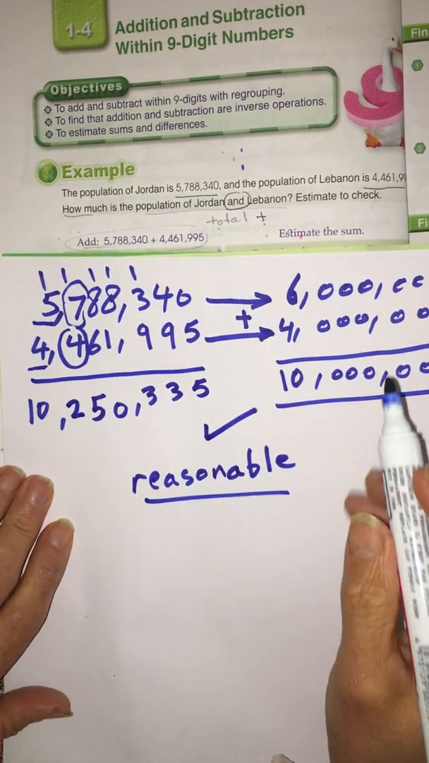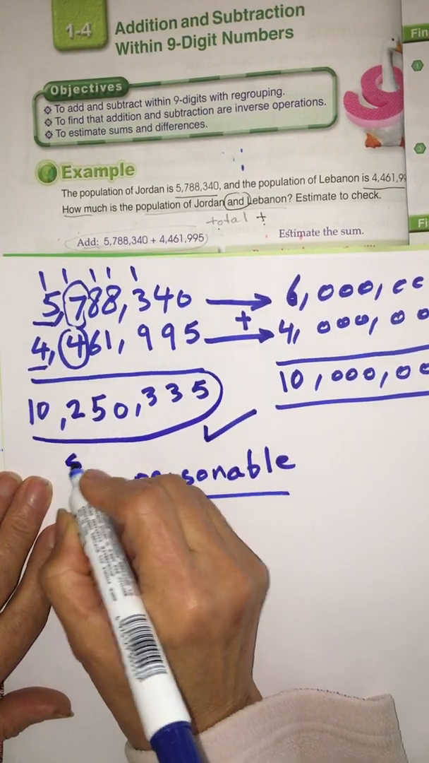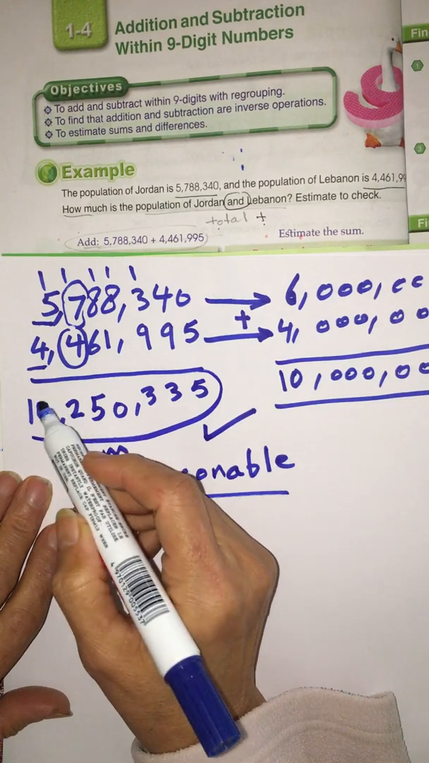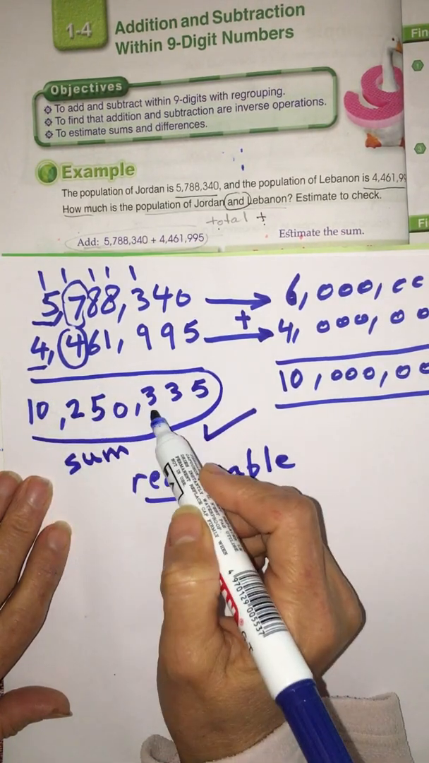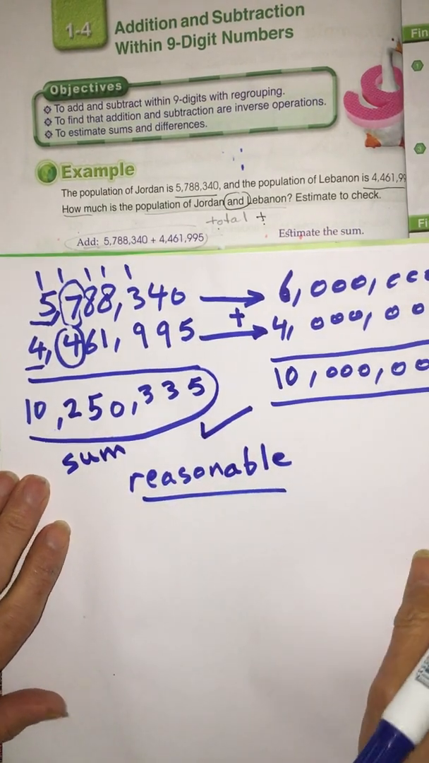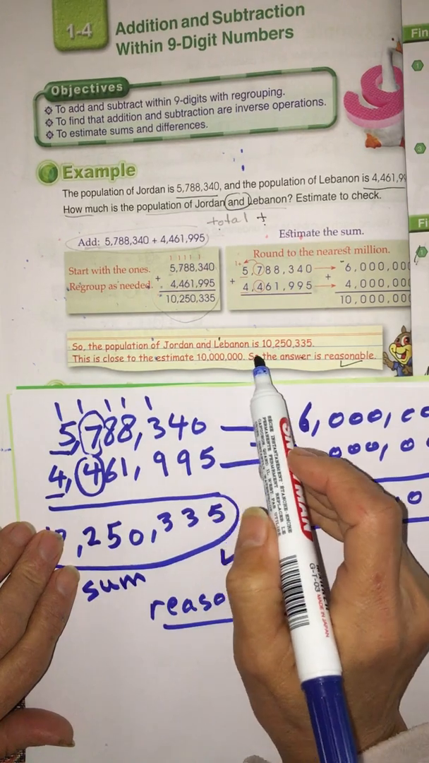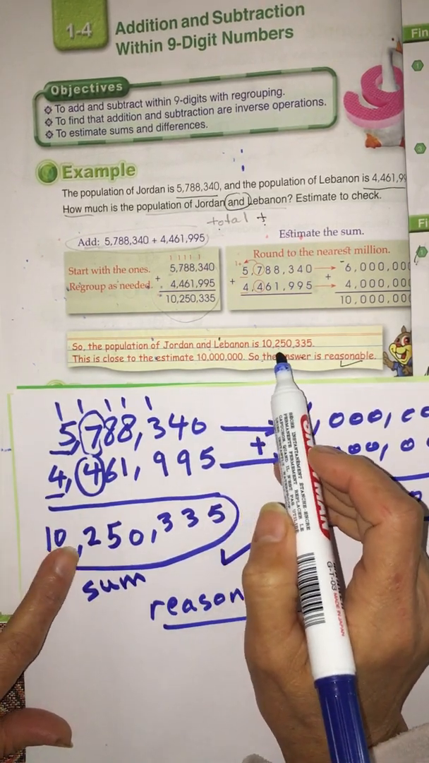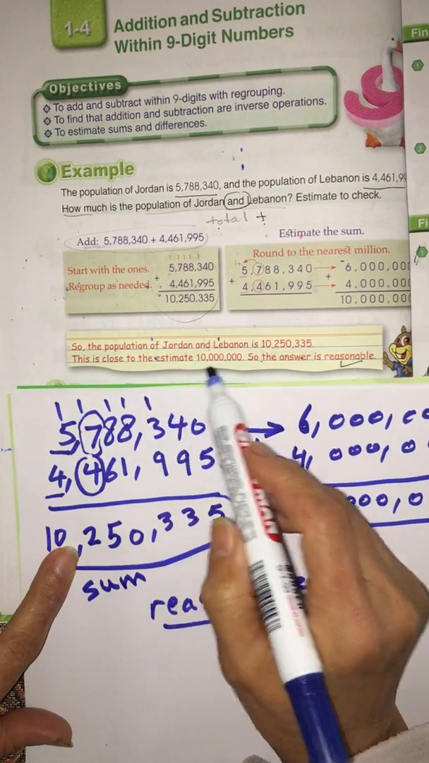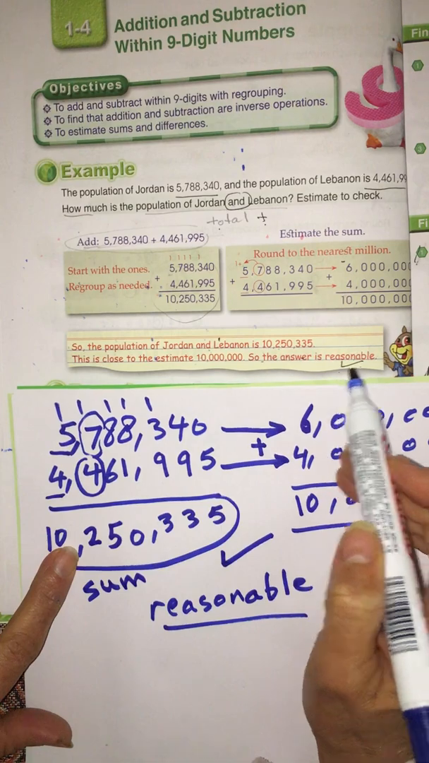Now the answer here, when you are adding, we call the answer the sum. If you are adding, the result of your adding we call it the sum. So they say for you, find the sum. Now look here what they said. So the population of Jordan and Lebanon is how much? 10,250,335. This is close to the estimate, 10 millions. So the answer is reasonable. They wrote that the answer is reasonable.